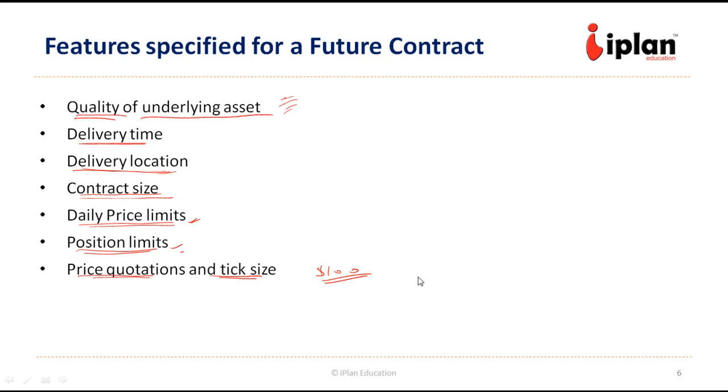Tick size is the minimum movement which can happen in the price. For example, say $100 is the price and say 0.05 is the tick size. So the price can move from, say, 100.05 to 100.10. It cannot move to any other level between them. So 0.05 is the tick size. This is the minimum movement.